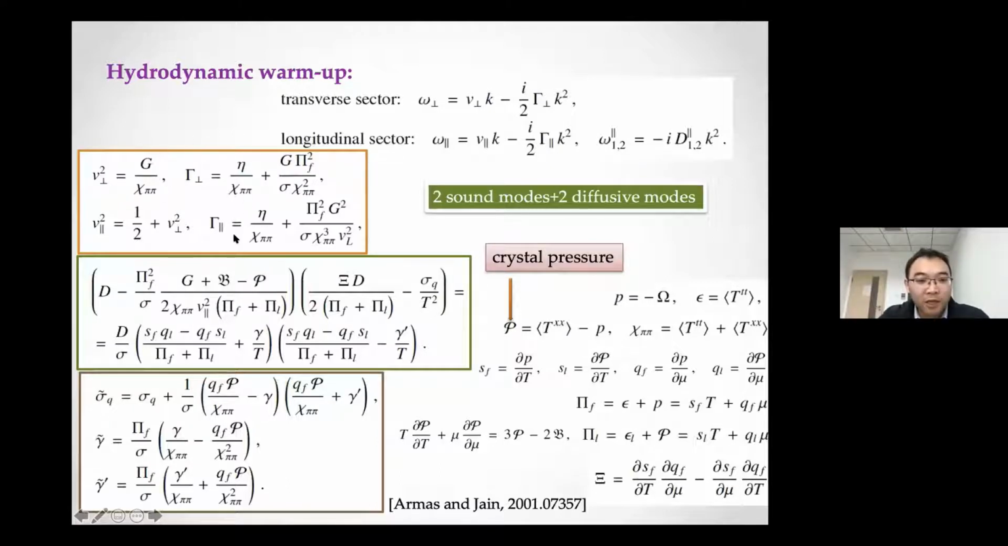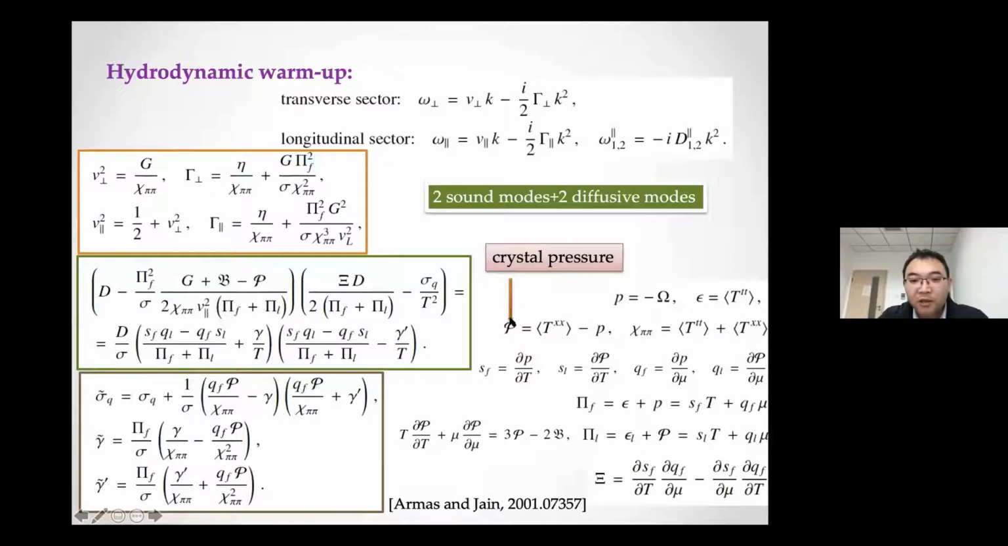This seems very complicated, so let's skip all the details. I just stress some main points. Here the diffusion constant D can be solved from these algebraic equations. Here P is minus the free energy Omega, so the pressure is given by minus the free energy from thermodynamics. The key point is this quantity.